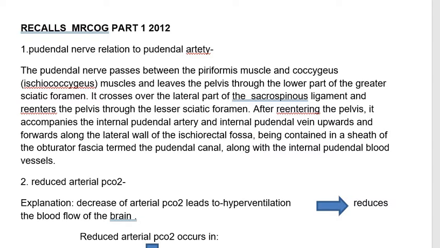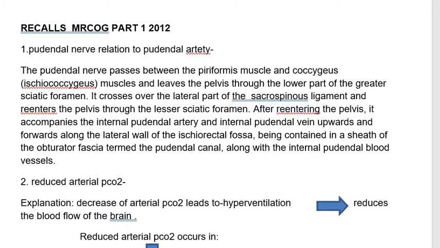First question is, what is the relation of the pudendal nerve to the pudendal artery? You should remember this is a very important question, because the pudendal artery is the main artery of the perineal region. So you should know about the pudendal nerve and the pudendal artery.